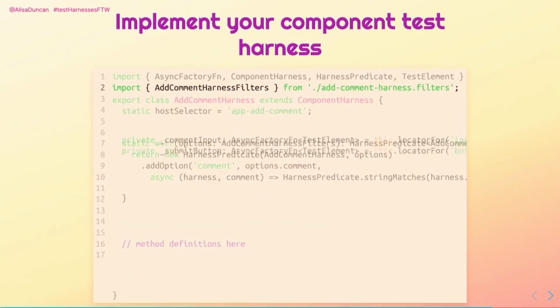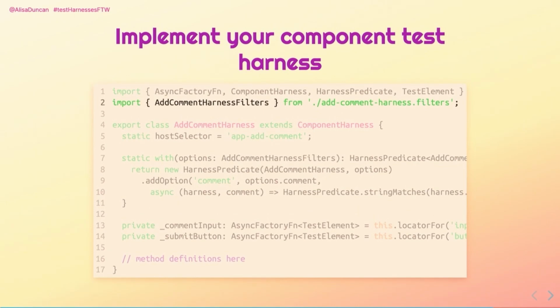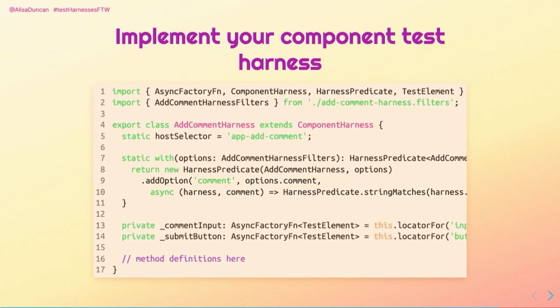Now we want to add that filters, though. So to do so, we'll import the AddCommentHarnessFilters that we created earlier. And then we'll define a static method, with, which is also following the naming conventions that are already available in Material components' test harnesses. And this returns a HarnessPredicate. Since we have just that one filtering option, we're going to create one HarnessPredicate with the option comment. And then we'll implement the predicate by just doing a string match and making sure that the option that's passed in matches this component. And now with that, your component test harness wrapper is complete and you can start using it.